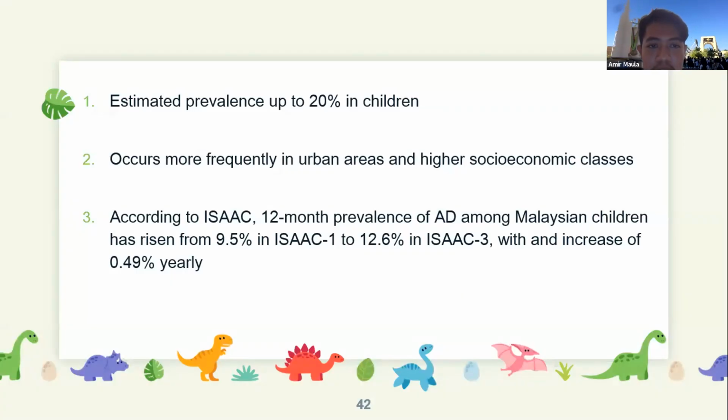The estimated prevalence is up to about 20% in children, and it occurs more frequently in urban areas and higher socioeconomic classes. According to ISAAC, the International Study of Asthma and Allergies in Childhood, the 12-month prevalence of atopic dermatitis among Malaysian children has risen from 9.5% in ISAAC 1, conducted in 1994 to 1995, to 12.6% in ISAAC 3 in 2002 to 2003, an increase of 0.49% yearly. They also expect that the prevalence will keep increasing in the subsequent years.